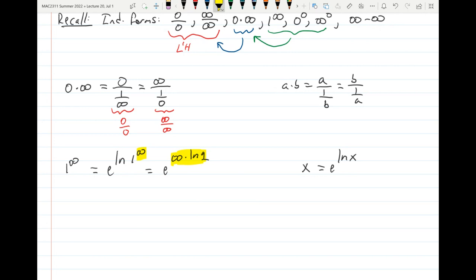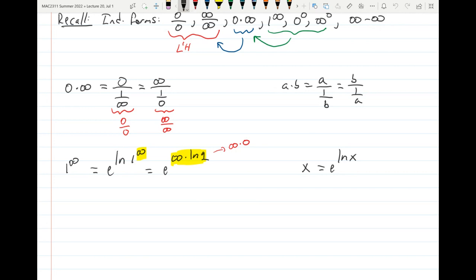Now, if you look at this, what type of limit do we have here? We have infinity times ln of 1, but ln of 1 is 0. So this is infinity times 0. Here we have our 0 times infinity situation. As promised, we turn it into the 0 times infinity. Now here you would do the trick that we described above to turn it into either 0 over 0 or infinity over infinity. And then you use L'Hopital's rule.